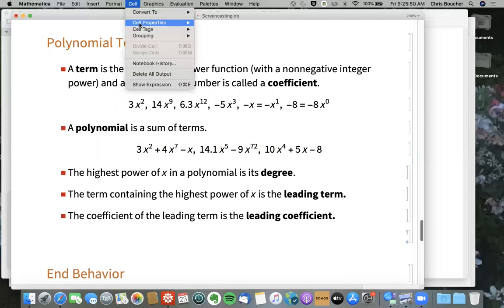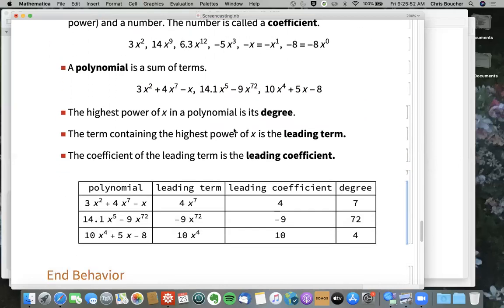So let's look at our polynomials. These 3 are the same polynomials that I mentioned up here in this example. For this first one, the leading term is the term with the highest power of x, that's the 4x to the 7th. The leading coefficient is the 4, that's the coefficient in the leading term, and the degree is the power of x in the leading term, the 7.